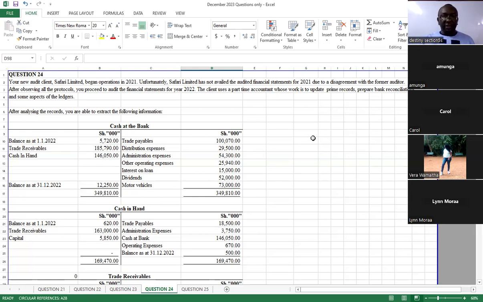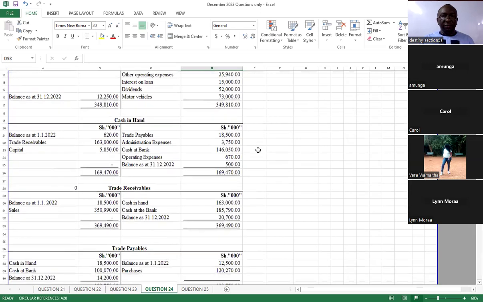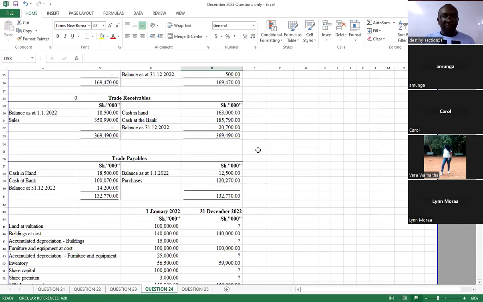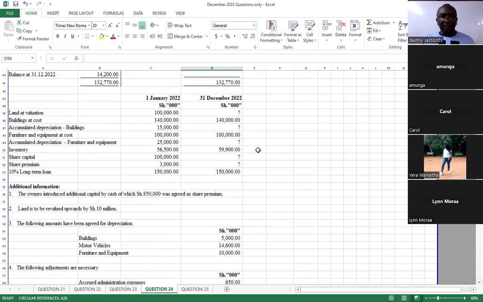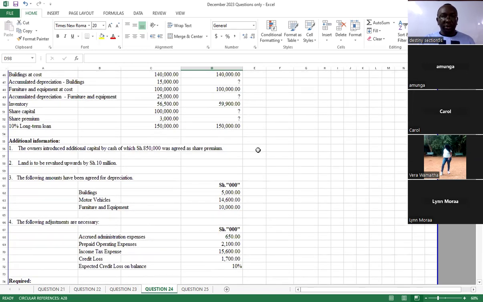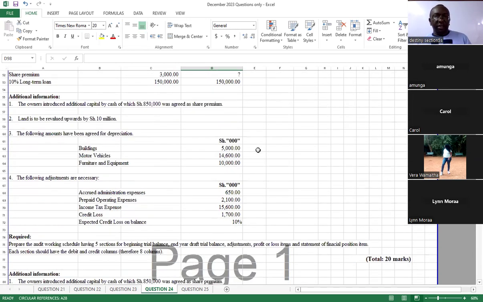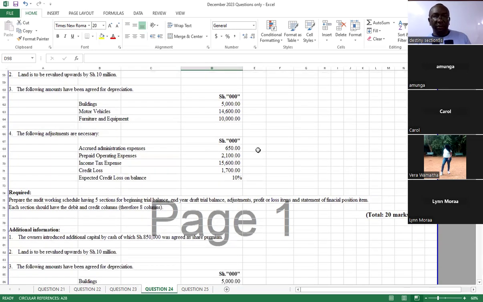So there is a cash at bank with all these items. There is cash in hand. There is trade receivables. We have the trade payables. We have the balances as at 1st of January and 1st of December. Then we are told the owners introduced additional capital cash, of which 850 was agreed as share premium. Land is to be revalued upwards by 10 million. The following amounts have been agreed for depreciation. We have the buildings, the motor vehicles, the furniture.